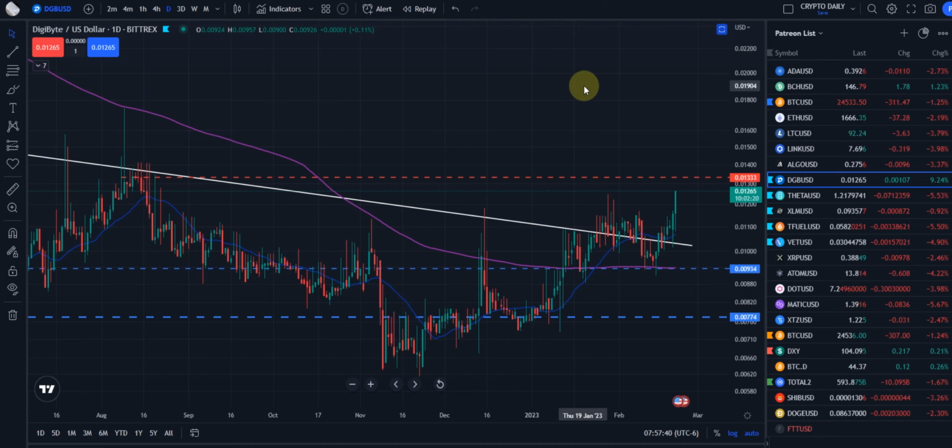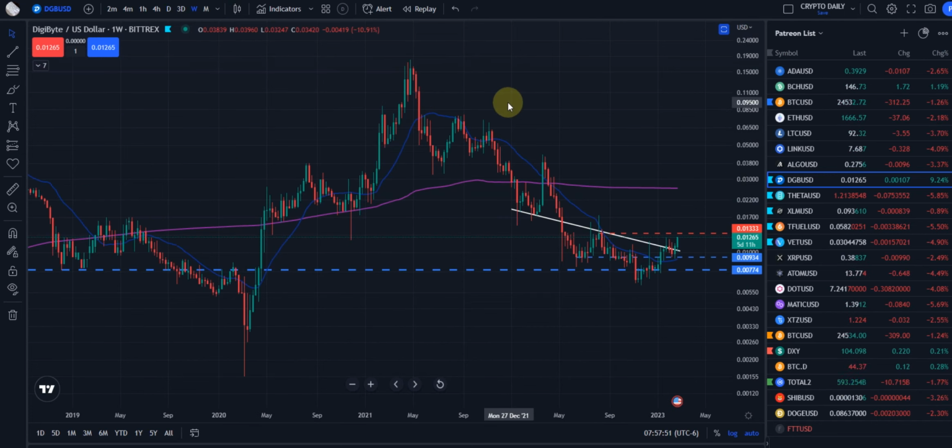All right, guys, here we go. We're going to do three of the fan favorites, DigiByte, Litecoin, and Theta. And how we like to chart these altcoins, quite honestly, is on the weekly chart.